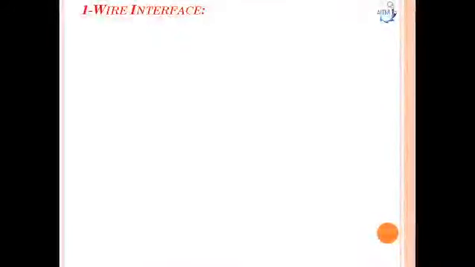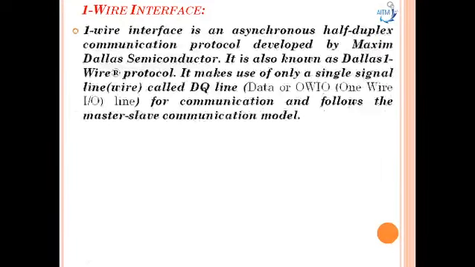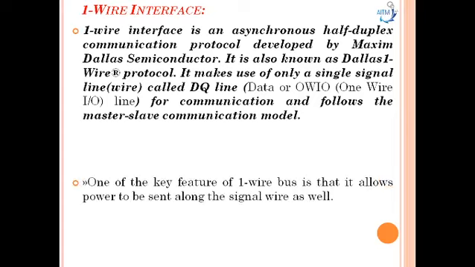Now coming to the next onboard communication interface, that is the one-wire interface. This one-wire interface is an asynchronous half-duplex communication protocol developed by Maxim Dallas Semiconductor. It is also known as the Dallas one-wire protocol. It makes use of only a single signal line, the DQ line, the data or one-wire input-output line, for communication, and also follows the master-slave communication model.